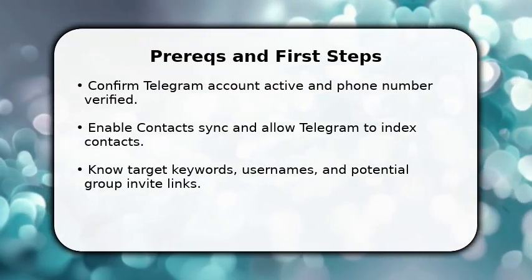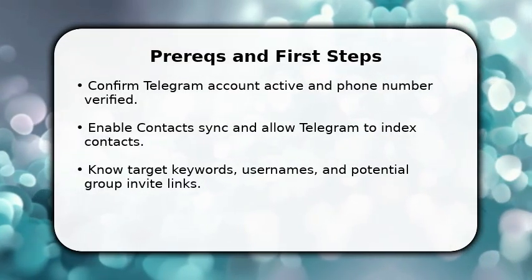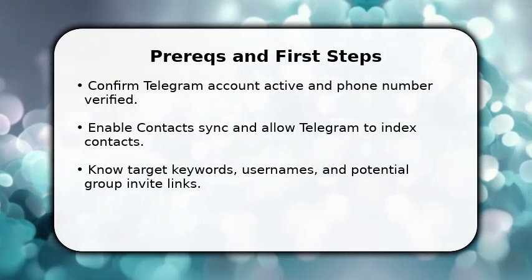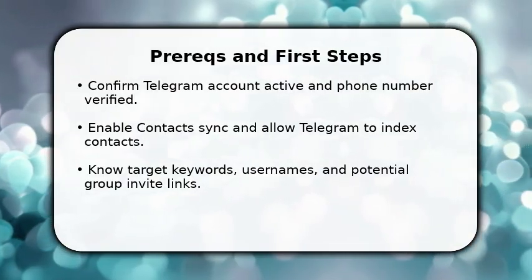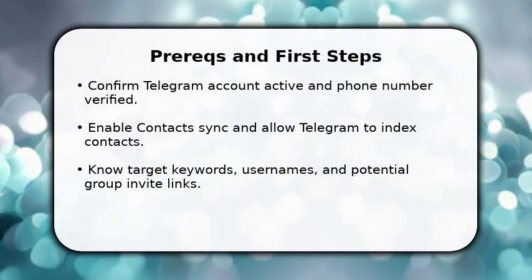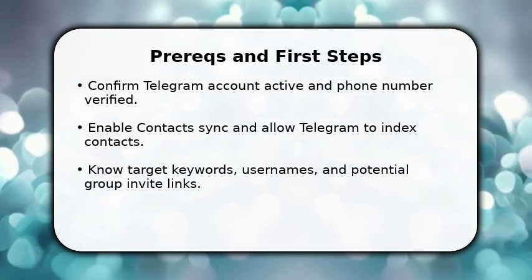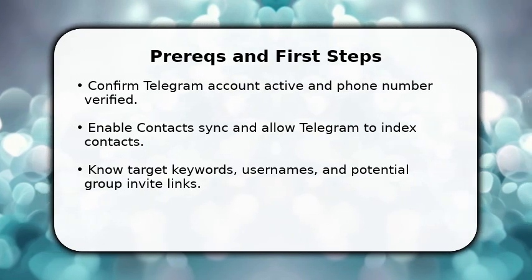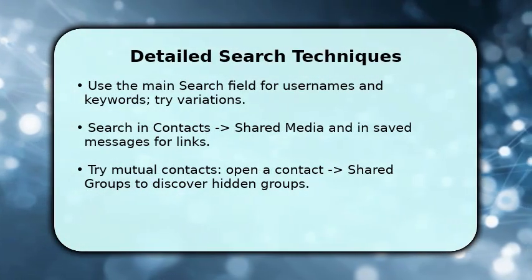Next, gather the first actionable items. Write down keywords, usernames, and any partial invite links you already have. These details let you pivot quickly into advanced search methods rather than guessing, and they increase the chance of finding relevant groups.